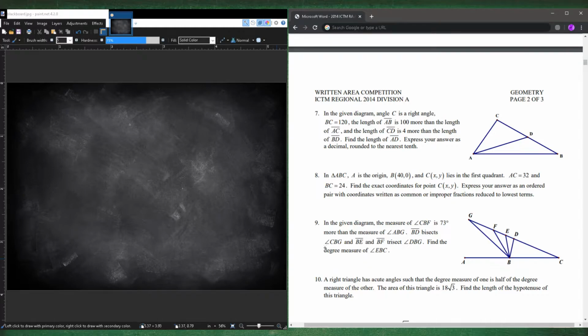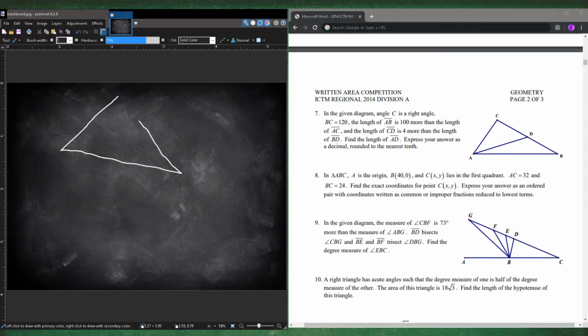In the given diagram, angle C is a right angle. Let's draw this again. Draw the triangle. And it says the length of BC is 120, so this is 120. And the length of AB is 100 more than the length of AC. So this is x. This is 100 plus x. And the length of CD is 4 more than the length of BD. So this length is 4 more than this.